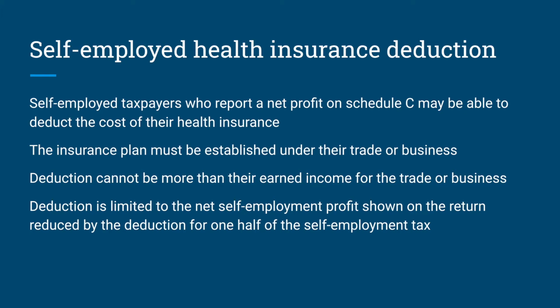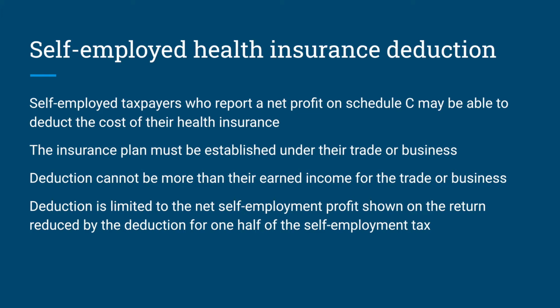And then the deduction cannot be more than their earned income for the trade or business, which again makes sense so that you can't use your health insurance as a way to basically not pay any tax on your self-employed income. And then lastly, the deduction is limited to the net self-employment profit shown on the return reduced by the deduction for 1/2 of the self-employment tax. Again, that's a bit of a mouthful to get through, and that can be a bit of a complicated limit. Basically, this will come up over and over again.